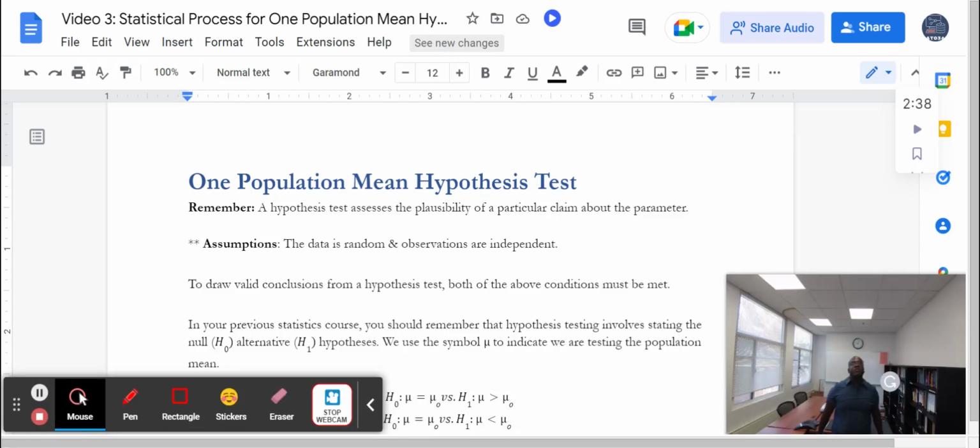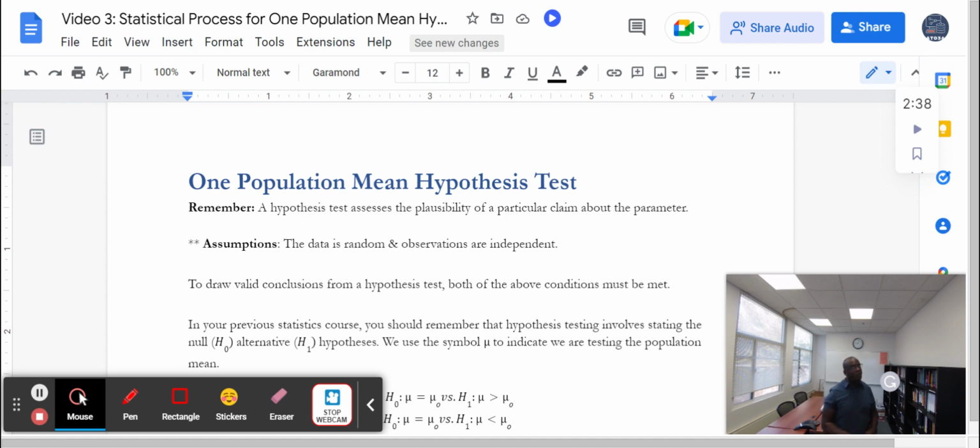Welcome back. So, video 3, one population mean hypothesis test. Okay, so here with hypothesis testing, you've got to remember that we have some type of guess on that population parameter. We have some type of idea, some type of intuition that we're trying to test if it's plausible based on the data.